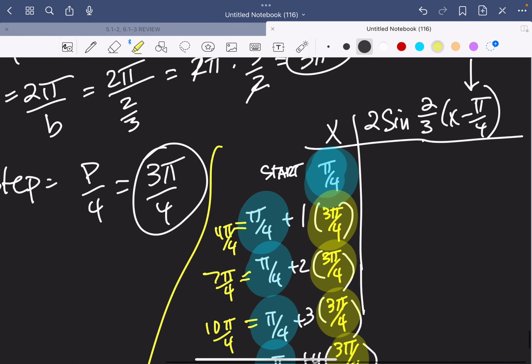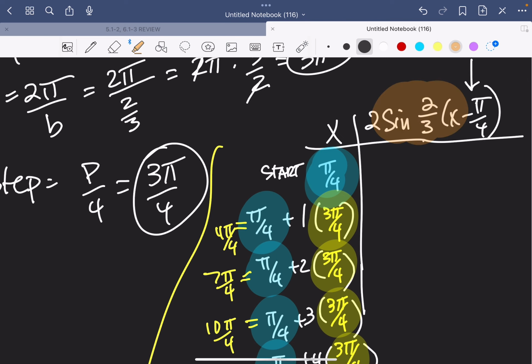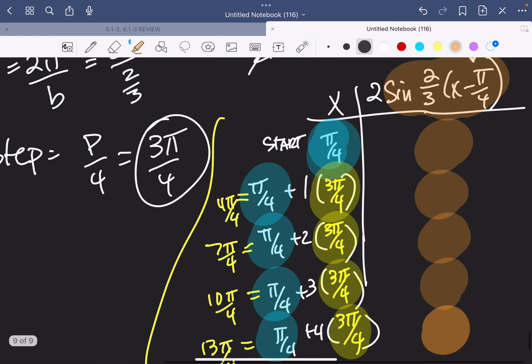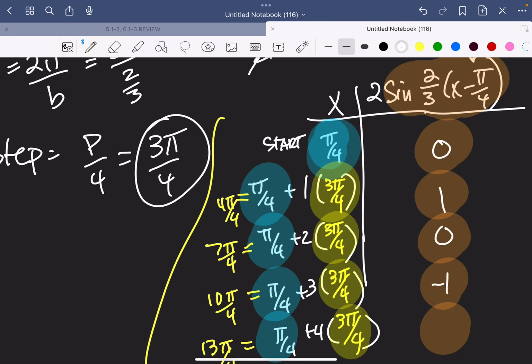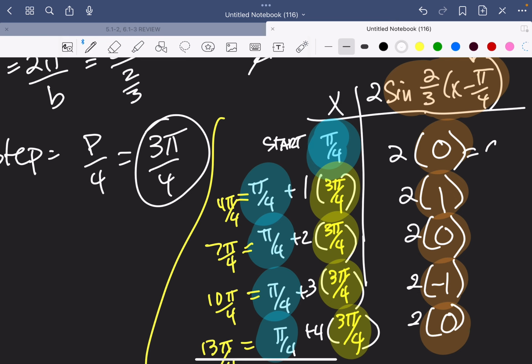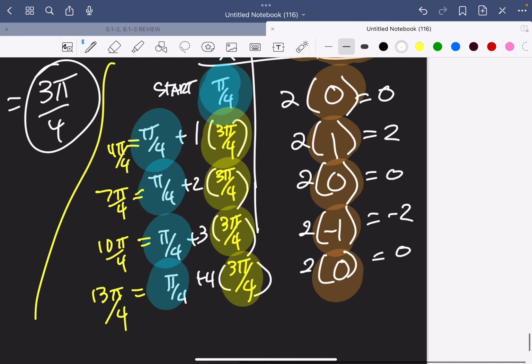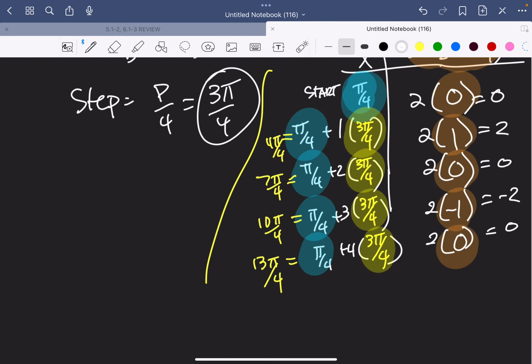And then when we look over here, this is our old sine values. So what are our old sine values? We've got 0, 1, 0, negative 1, and 0. We take all those old values and multiply by 2. Excuse me, we get 0, 2, 0, negative 2, and 0. There you go. And just from there we graph.